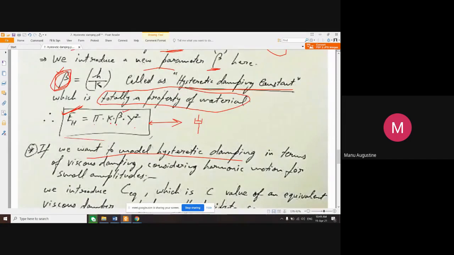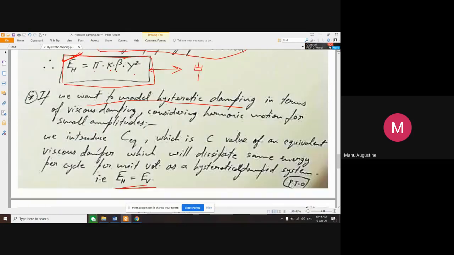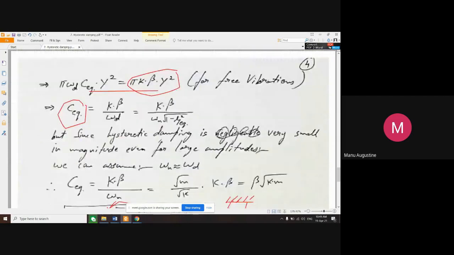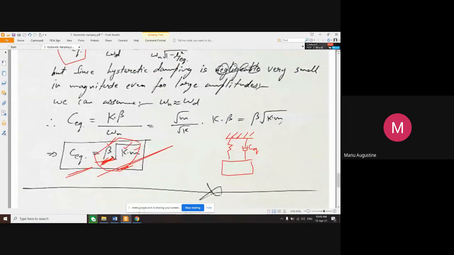And then you construct this equation and say that this is our energy H. And then simply, there is not much mathematics here, equate these two and simply write this and say that this is the equivalent viscous damping, and this is how engineers and scientists actually treat hysteresis damping in real world problems. They convert it into an equivalent viscous damper, and after that they do its mathematical treatment.